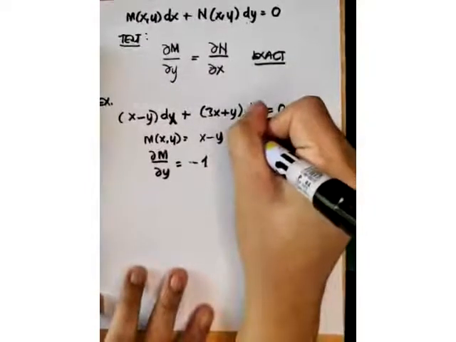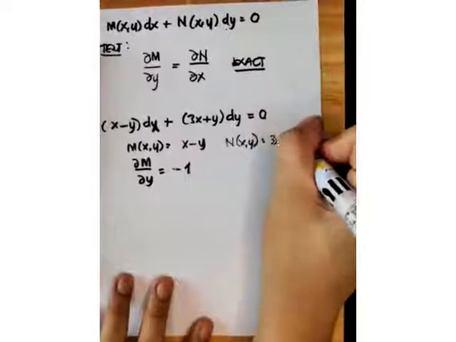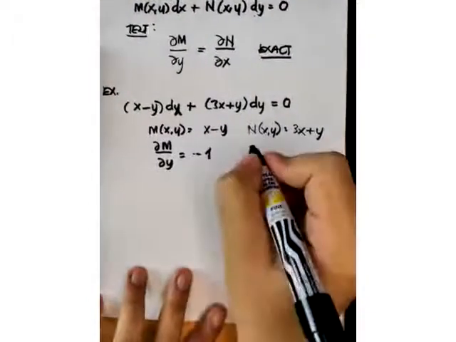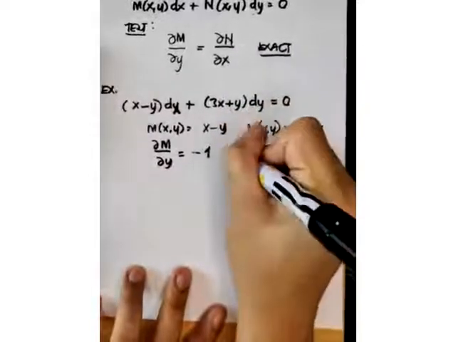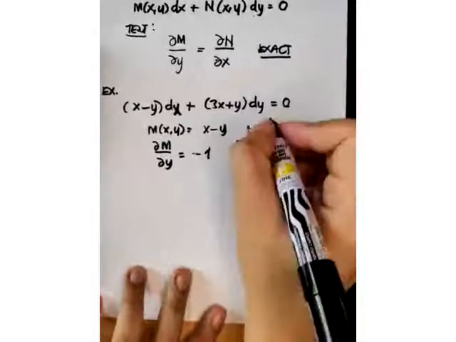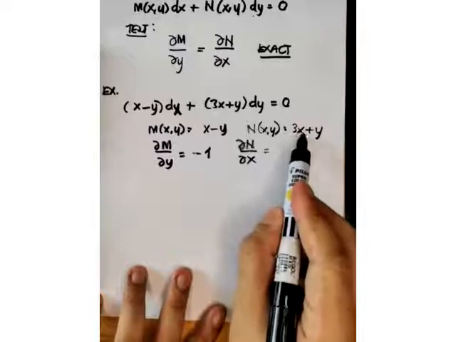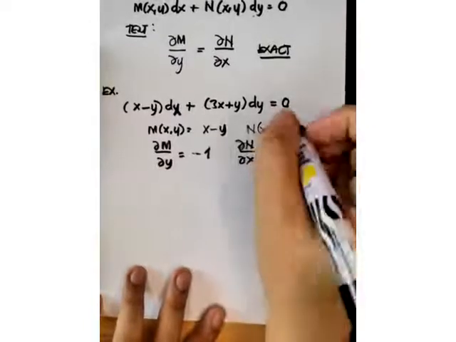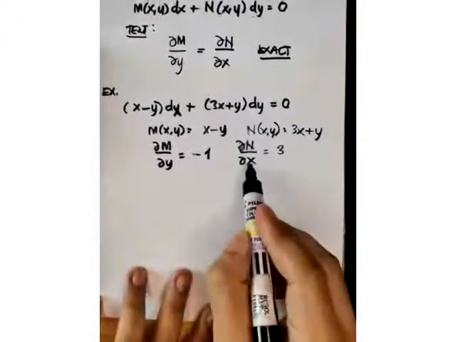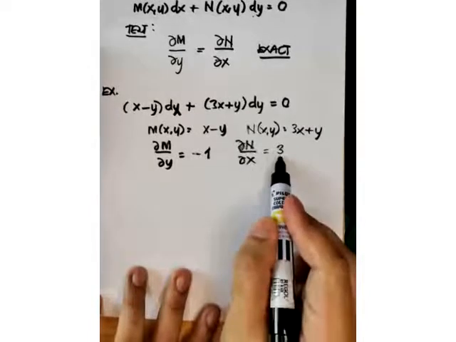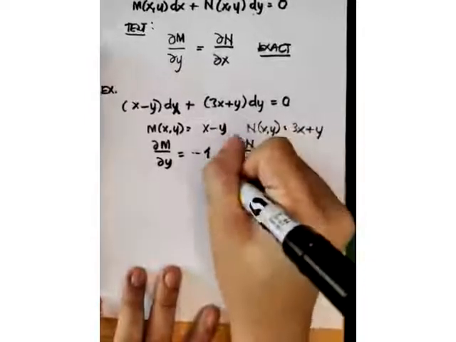Okay, what is our N of x,y? That's equal to 3x plus y. So we take the partial derivative of N with respect to x this time, so y will act as a constant. What is the derivative of 3x with respect to x? That's just 3. The derivative of y with respect to x is 0. So, the partial derivative of N is 3. And if you equate the two, they are not equal. Therefore, it is not exact.